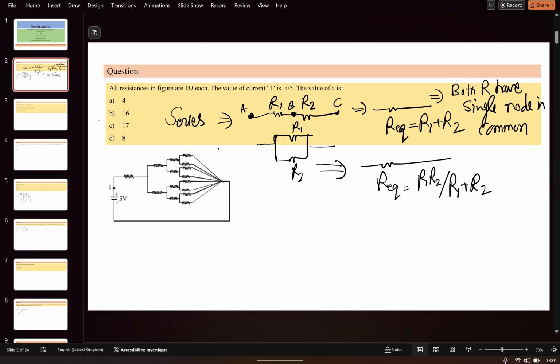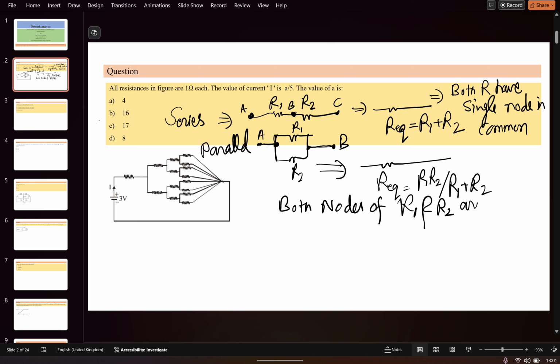And this is a parallel connected system. Suppose I am considering this as node A and this as node B. This node A appears in between the R1 and R2 node, and that is a similar node. They are at the same potential, and this node is also connected to B. So these are the same potentials. Both nodes of R1 and R2 are connected.